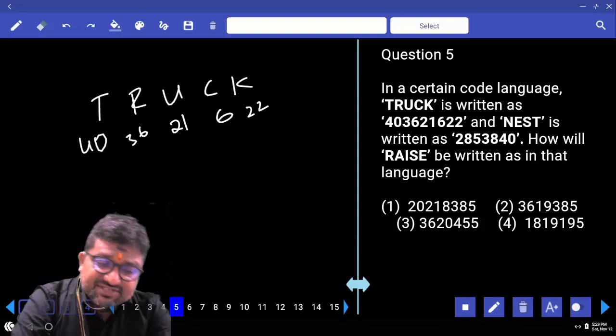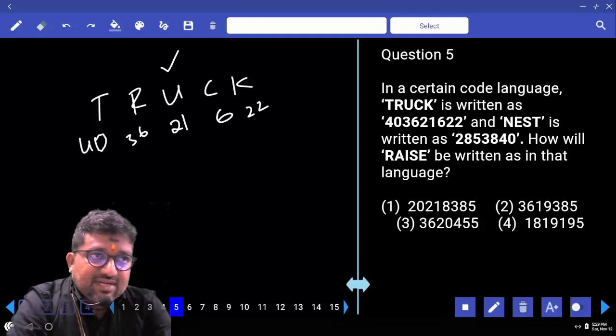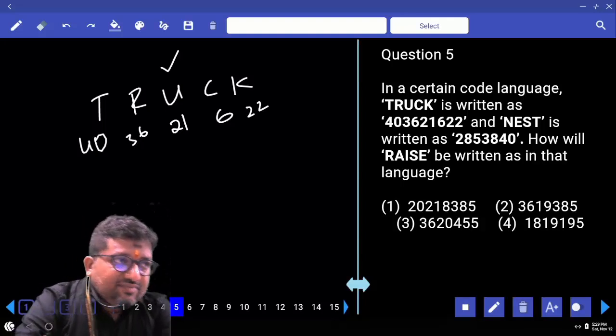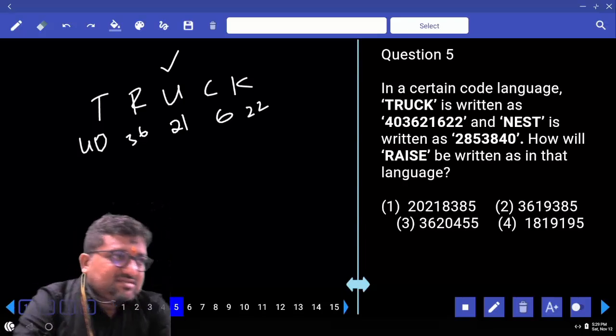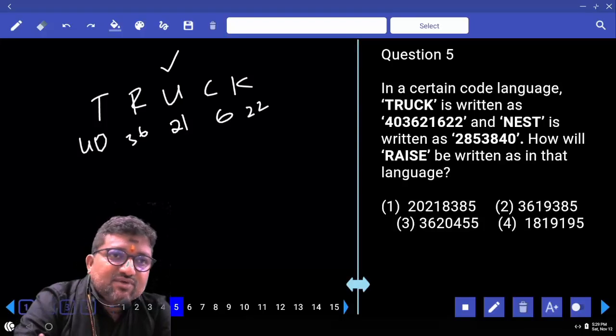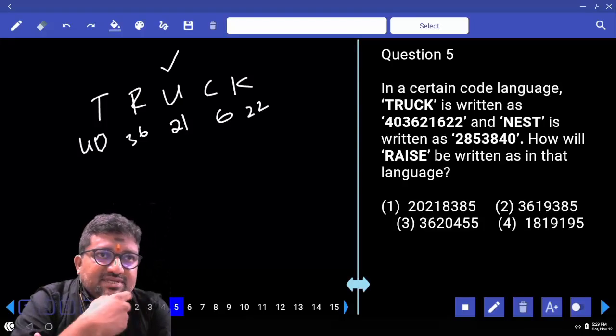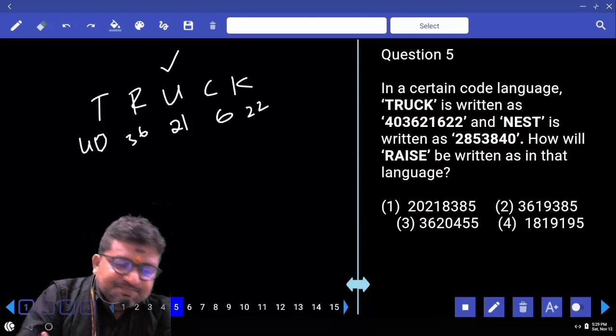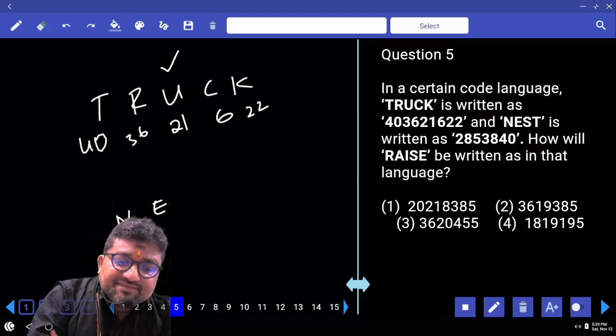I have 5 letters here. I can say he is going with the middle letter. The middle letter is the same, whereas for the first two and the next two, he has doubled their place values. But if I look at the next word, nest, I have only 4 letters. There is no possibility that I get a middle letter. So let us also check what's happening with the nest.